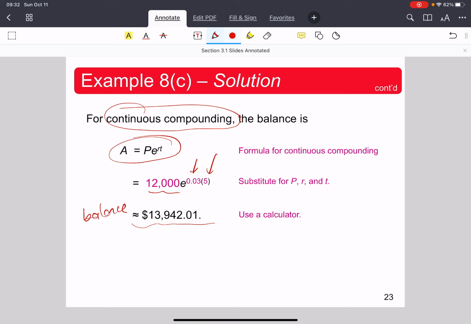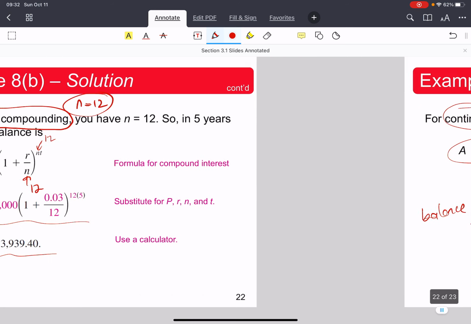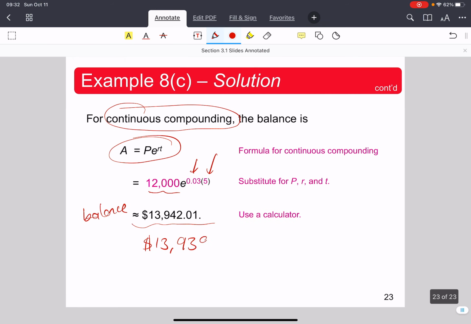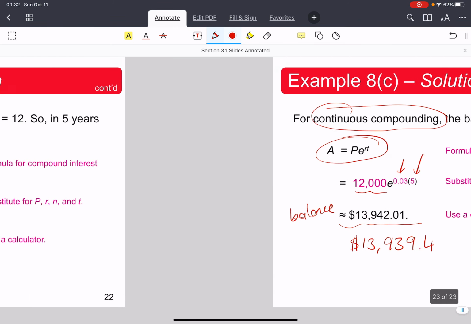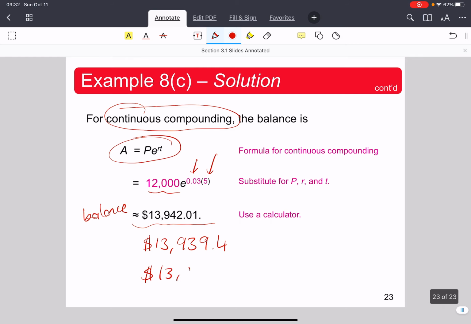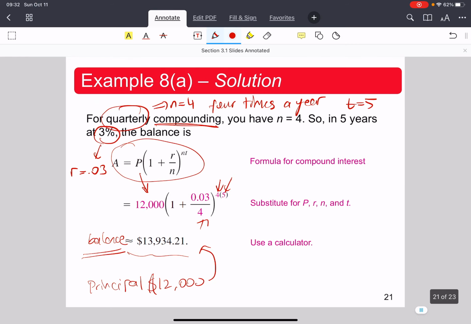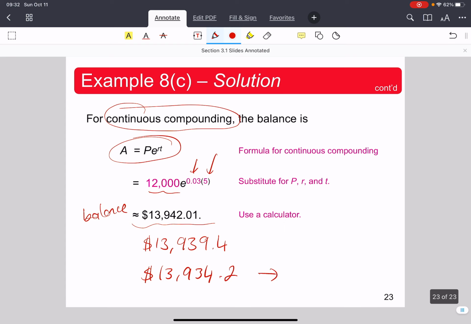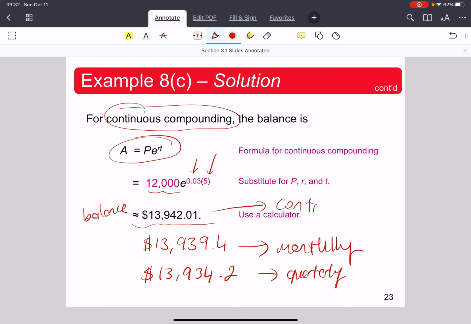So you guys realize that this was for continuous. The previous one was something like 939.4, and the one before that was something like 934.21. So this was quarterly, this is your balance for monthly, and then that last one is for continuous.